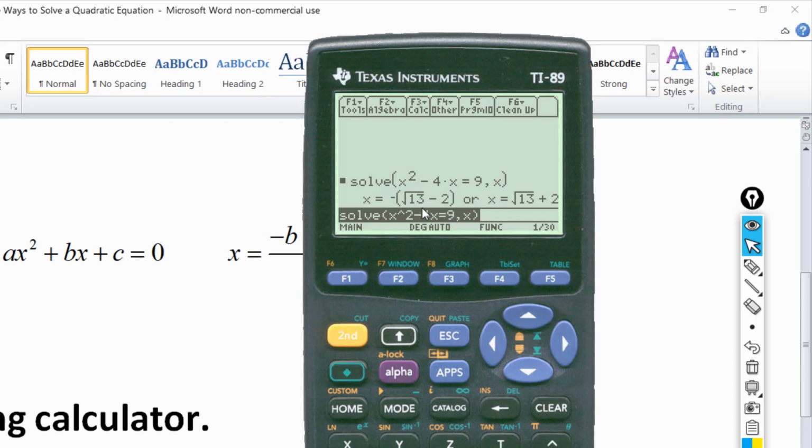You have x is equal to minus the square root of 13 plus 2, and then x is equal to the square root of 13 plus 2. And you can distribute the negative if you want, and write that as 2 minus the square root of 13. Okay, so that's the exact solution. And of course you can get an approximation if you want. Hit the diamond and then enter. That gets you an approximation.